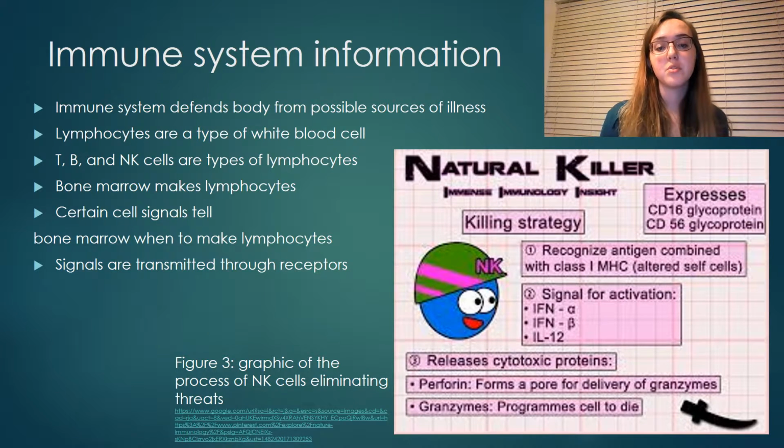These lymphocytes are produced in bone marrow. The bone marrow cells contain receptors in their membranes that allow them to transmit and detect signals from other cells. When the body needs more lymphocytes produced, certain signals are sent to the bone marrow cells that make them start producing lymphocytes.